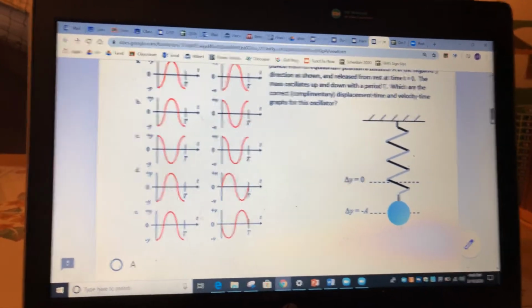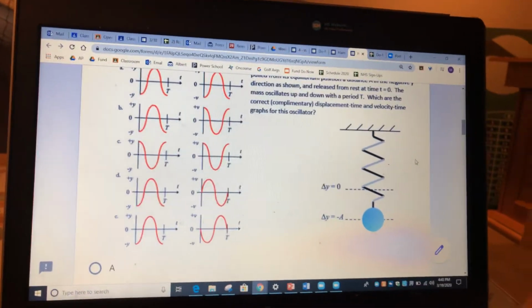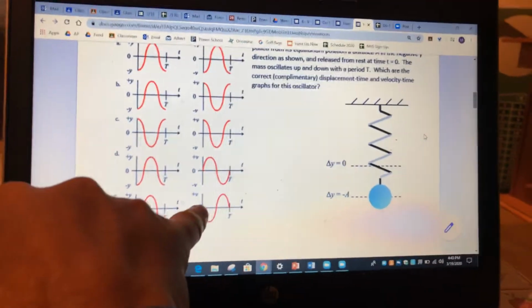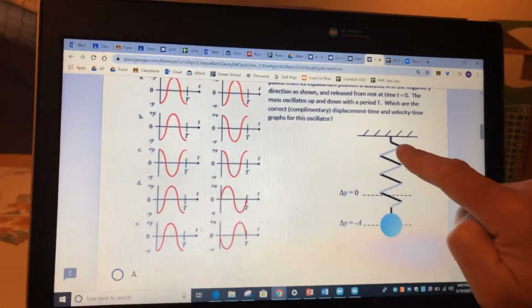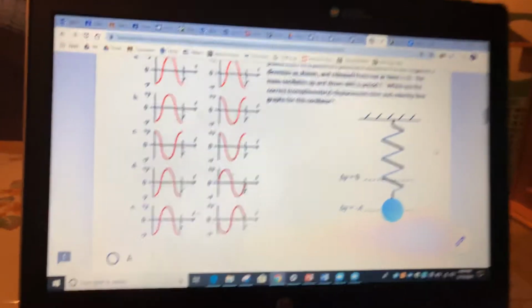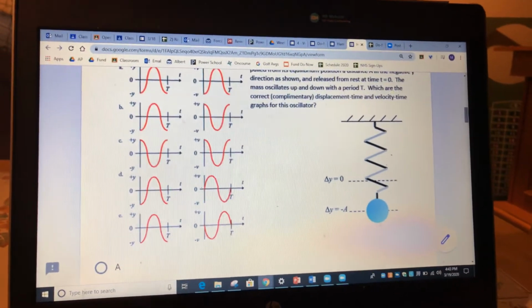It has the negative position to start, a zero velocity to start, and then the velocity goes positive, whereas in E, the velocity goes negative. So E would have been an example if the ball was starting at the top. D is the correct answer because the ball is starting at the bottom like that.